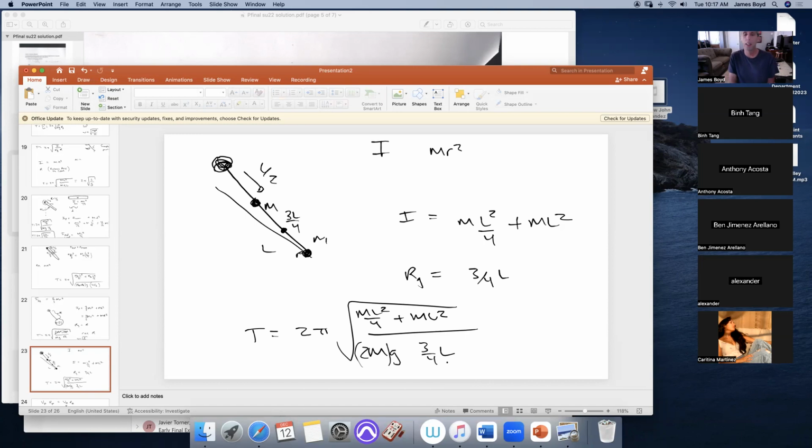Now I would probably do the algebra to reduce that down, but you don't have to. You could just plug numbers into your calculator at that point. Let's say L is 1 and M is 1. So what would I get on the top? I would get 1 times 1 squared over 4.